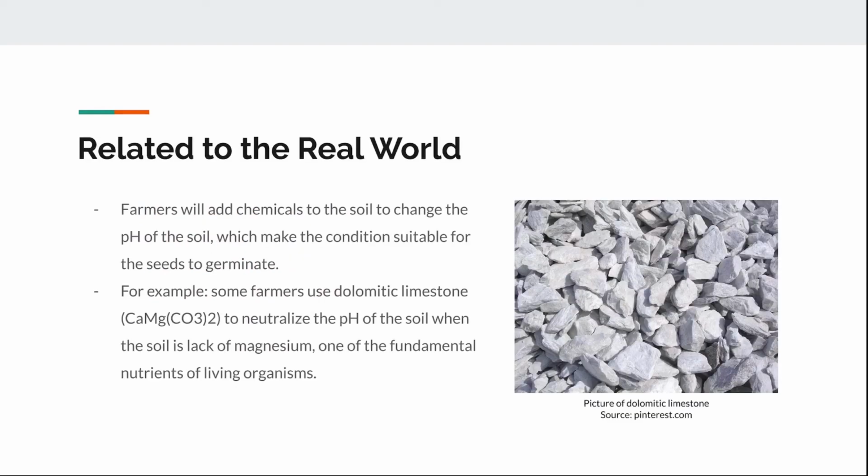And I also relate this experiment to the real world, in that farmers will add chemicals to the soil to change the pH of the soil and make the condition more suitable for seeds to germinate. For example, some farmers will use this type of limestone to neutralize the pH of the soil while the soil is lacking magnesium, which is one of the fundamental nutrients of living organisms. Balancing or neutralizing the pH of the soil to the ideal condition can help farmers yield more product and crops.